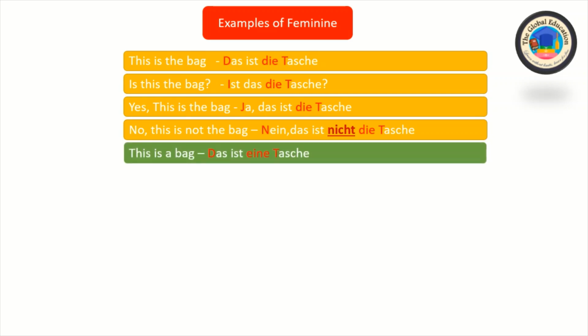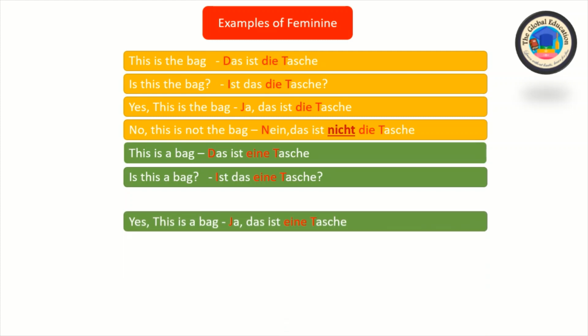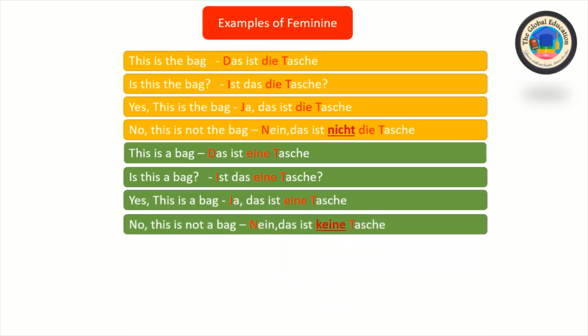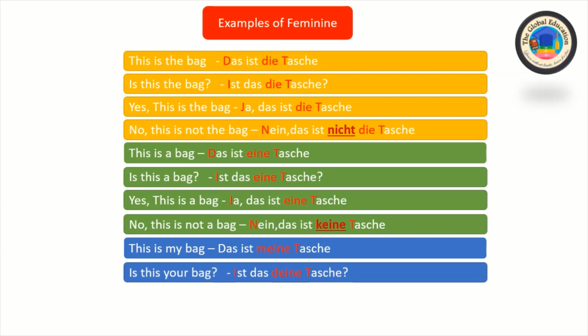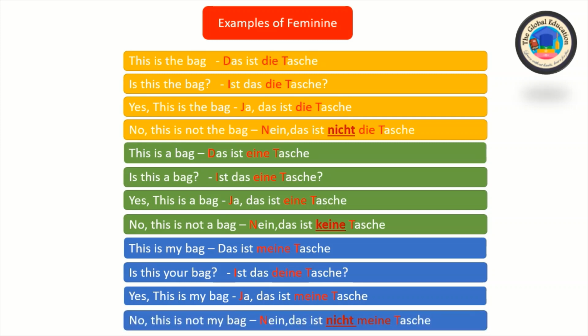This is a bag. Das ist eine Tasche. Is this a bag? Ist das eine Tasche? Yes, this is a bag. Ja, das ist eine Tasche. No, this is not a bag. Nein, das ist keine Tasche. This is my bag. Das ist meine Tasche. Is this your bag? Ist das deine Tasche? Yes, this is my bag. Ja, das ist meine Tasche. No, this is not my bag. Nein, das ist nicht meine Tasche.